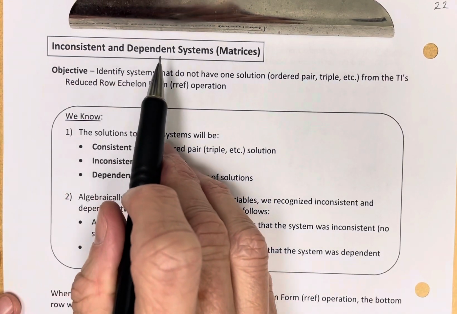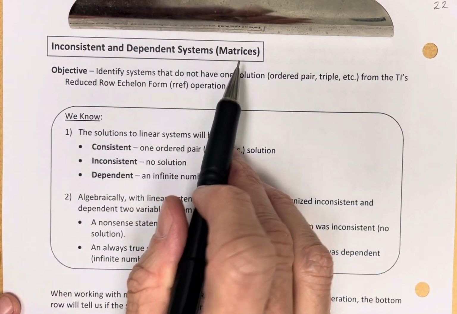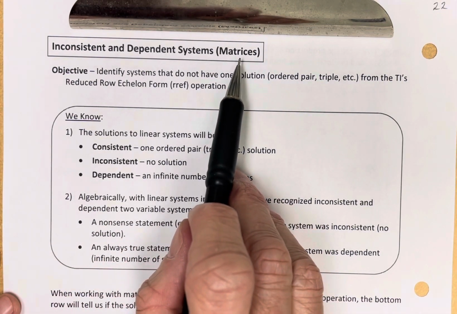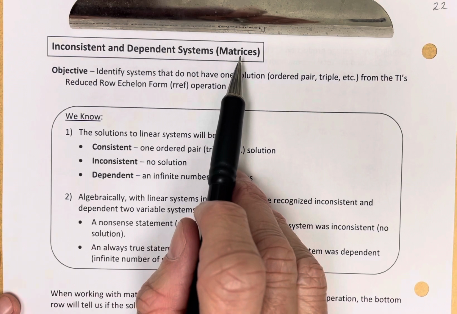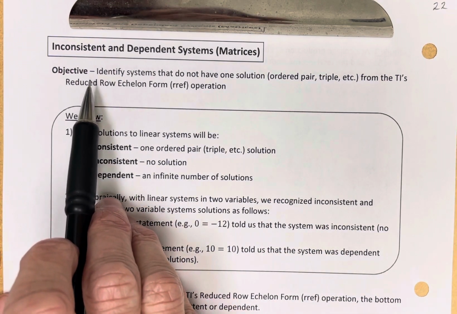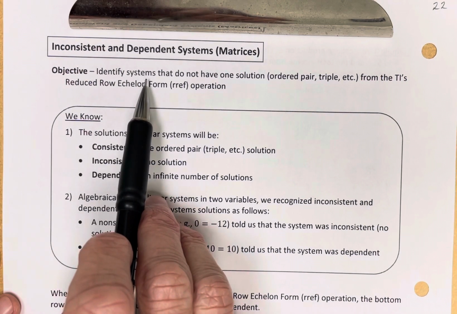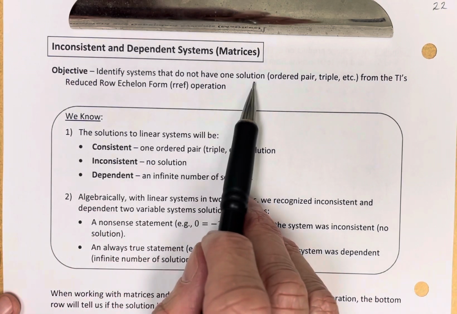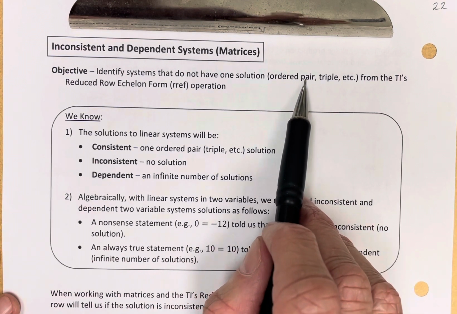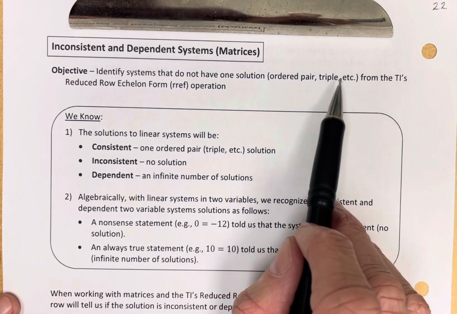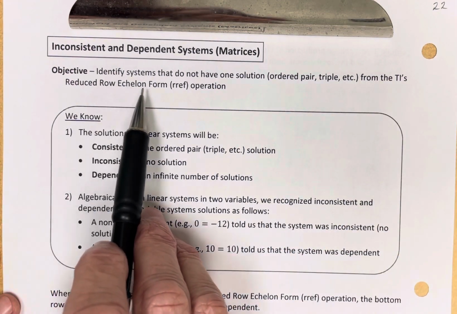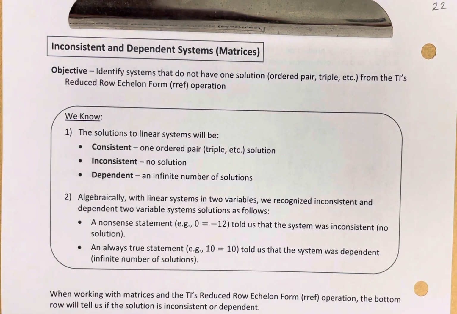Inconsistent and dependent systems when it comes to matrices. In other words, how does the matrix show us if a system is inconsistent or dependent? Our objective? We want to identify those systems that do not have one solution. In other words, this solution is not an ordered pair or an ordered triple, etc. from the TI's reduced row echelon form operation.